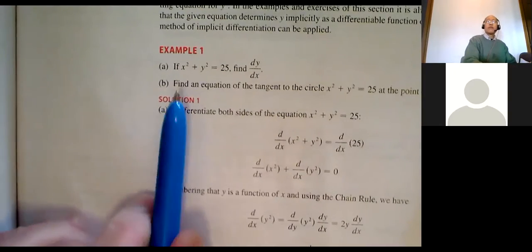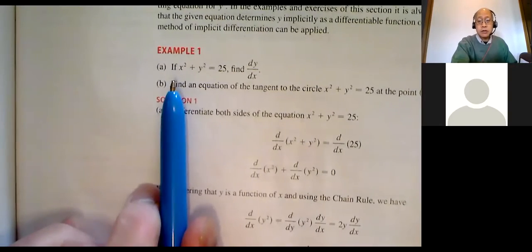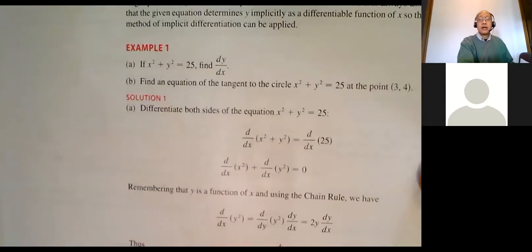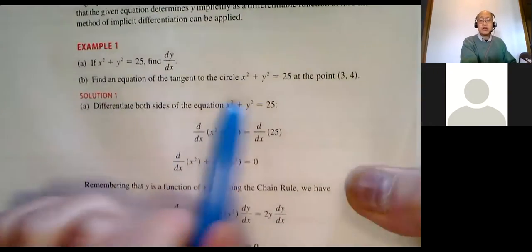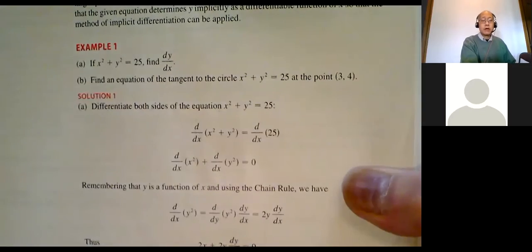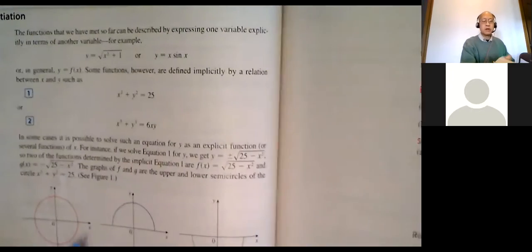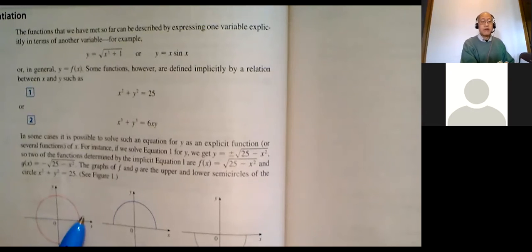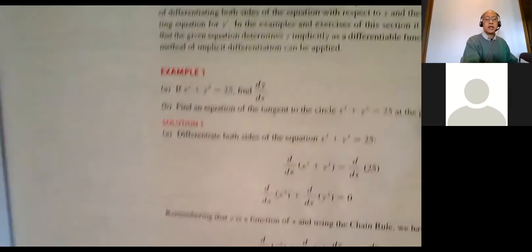It's not y as a function of x, so it's not explicit differentiation. But look at the language for part B. Find the equation of the tangent to the circle at the point (3, 4). So somewhere on the circle, there's a point (3, 4). It looks like the slope would be negative. Find that slope. So look at this algorithm.